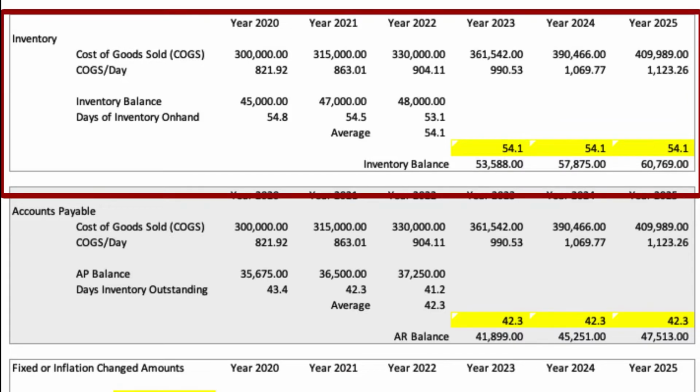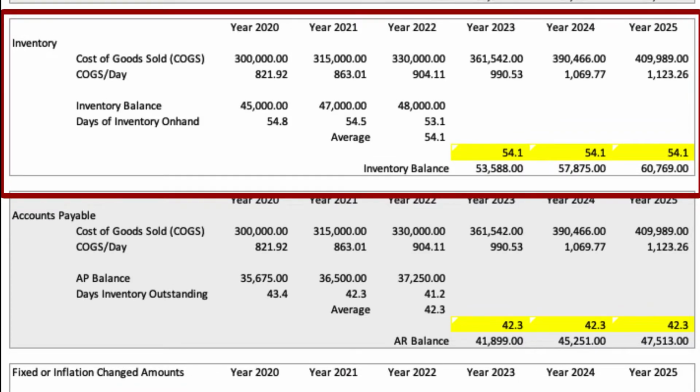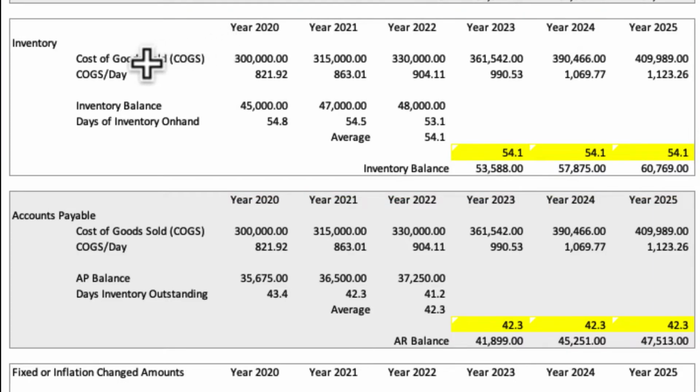The next section is inventory. So in this inventory section, it kind of looks a lot like the accounts receivable section. Here we have the cost of goods sold for each of the 3 historical periods. We get a figure in here that says, what's the average cost of goods sold per day? And then we look at what the inventory balance has been. And that gets us to a number that tells us, based on our current business, we average about 54 days worth of inventory on hand.